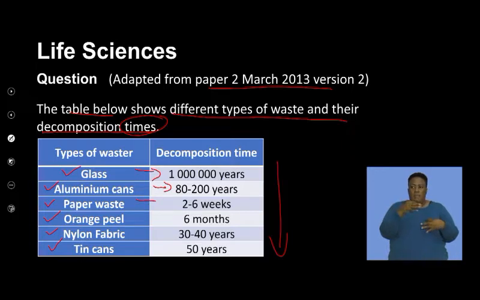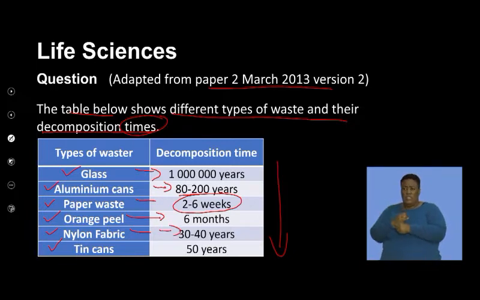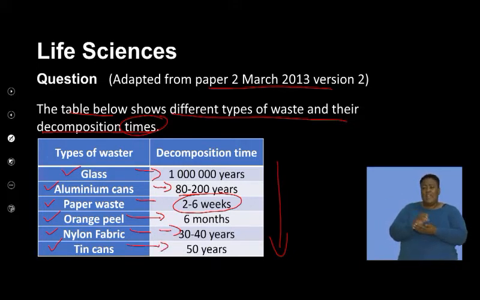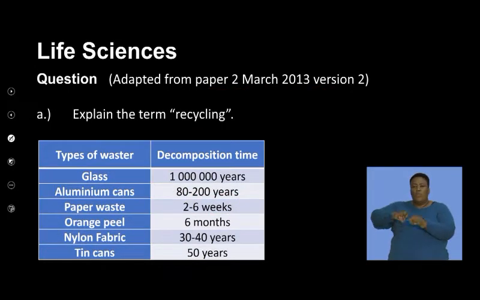Paper waste could take between 2 to 6 weeks, which is probably regarded as biodegradable. An orange peel can take up to 6 months to decompose. Nylon fabric, which is what is used in the manufacture of certain synthetic fabrics, could take between 30 to 40 years. A tin can, alarmingly, takes about 50 years. So guys, it's important to note these, especially as we dispose of our waste.